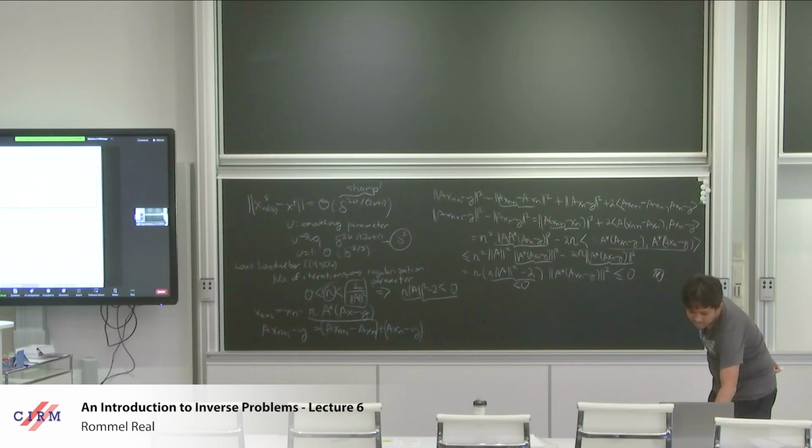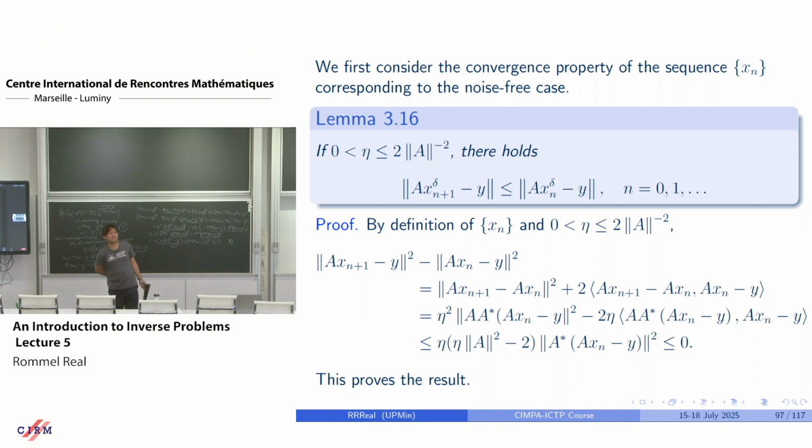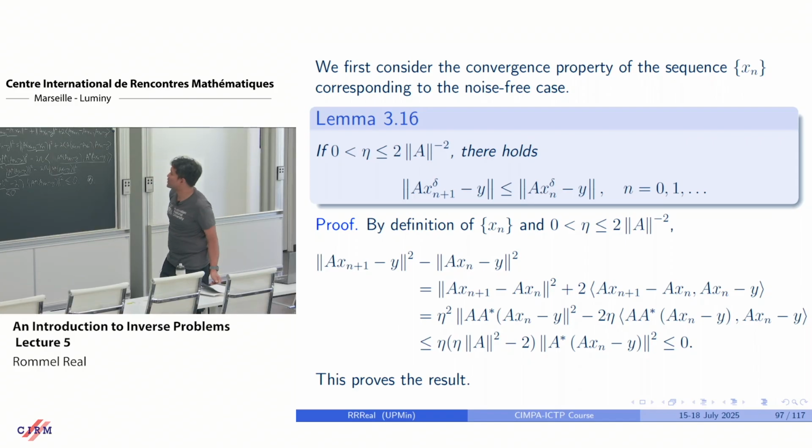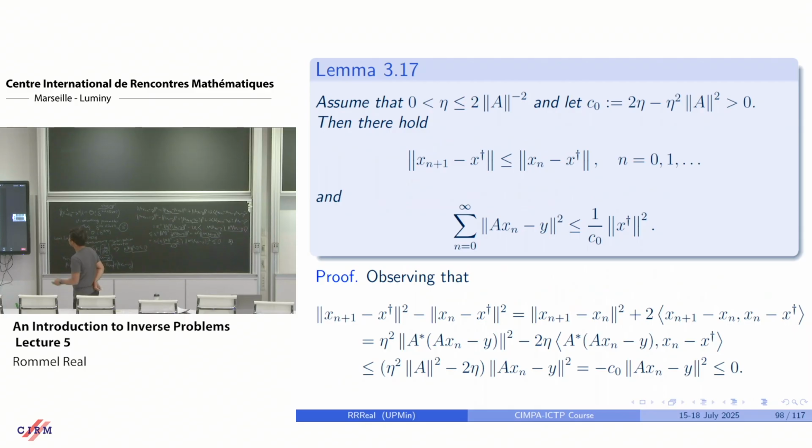So what this result tells us is that when we run the Landweber iteration with exact data, we should expect the residuals to decay, as long as we have the step size chosen appropriately. Now, we can also say the same thing with the errors itself. And here is another useful lemma.